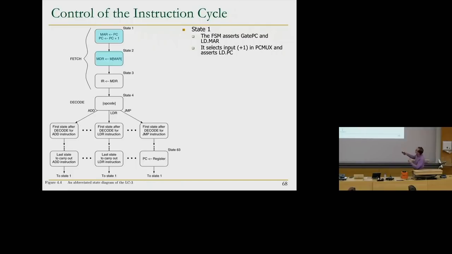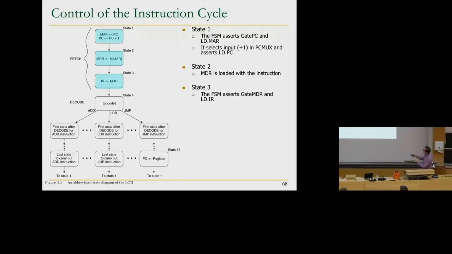In the next state, you're basically accessing memory. MDR is loaded with the instruction. We know that it's an instruction in this case because we're in the fetch states over here. We designed the finite state machine. Now at the end of that state, we have the instruction in the MDR. In the third state, we move that instruction, or the data that we got in the MDR, into the instruction register. So you need to assert the control signals that are necessary to do that movement, which I've already told you actually. You gate the MDR onto the bus, and you load the instruction register, and whatever you gated from the MDR goes into the instruction register.